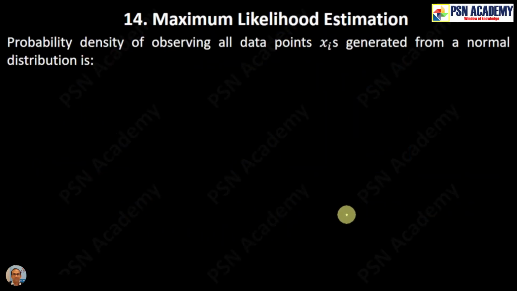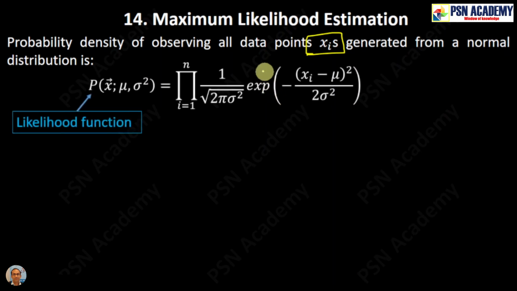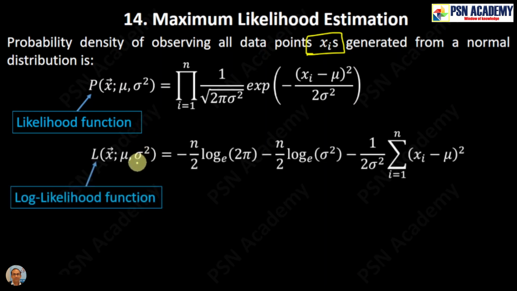Now we are interested in finding the probability density function for all the data points xi's, and for that we multiply the probabilities of all xi's. This probability we call the likelihood function. Next, we take the log of this probability expression and we get this. And this log form is called the log likelihood function.